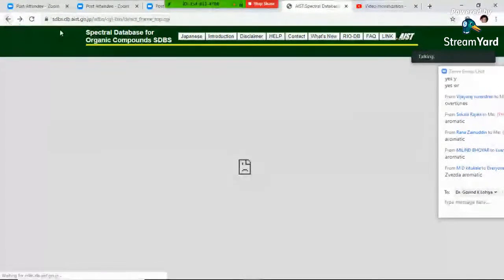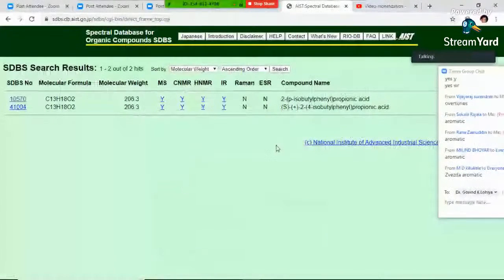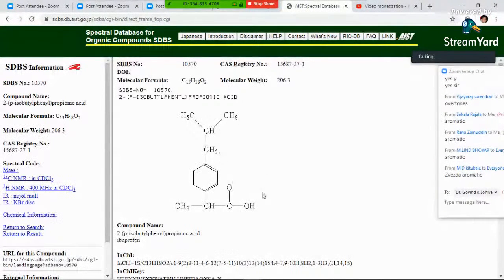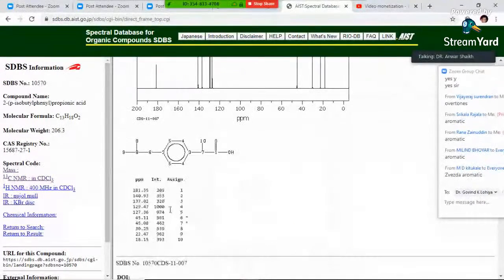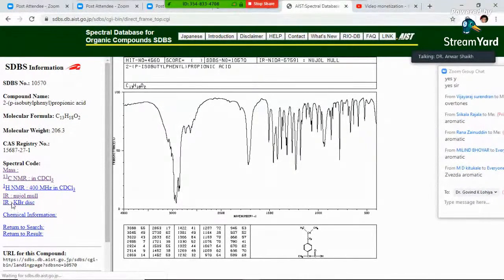Just in Google you type SDBS. S for Spectral, D for Database, B for Base, again S for Systems. And I am typing another compound name here, that is ibuprofen. Click on this search button. So here your ibuprofen structure is there. You can find the mass of the ibuprofen. You can find the C13 of the ibuprofen along with the values. You can find out the IR of the ibuprofen in KBr in the usual mull, both techniques.